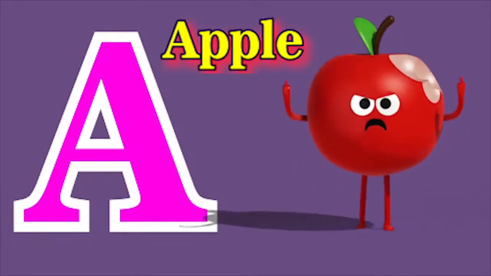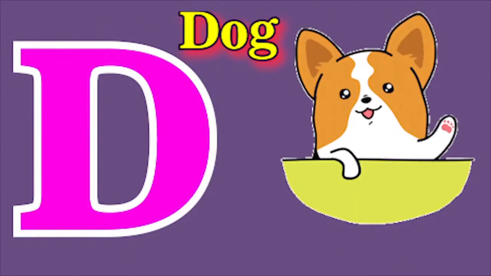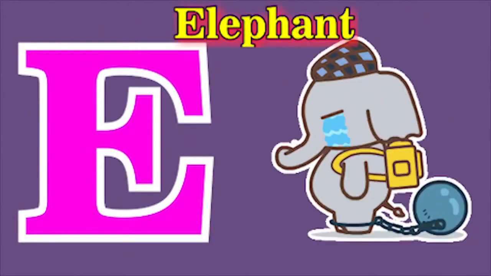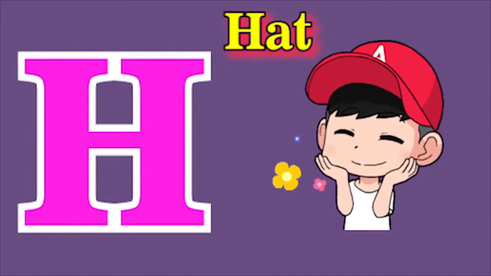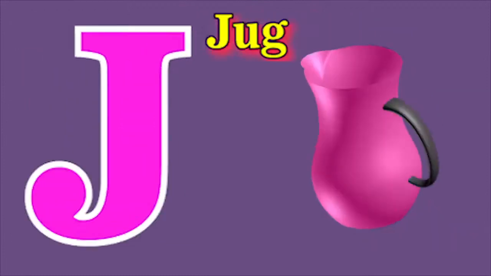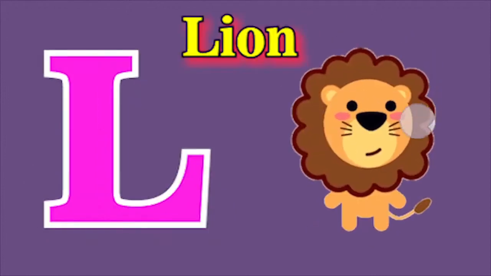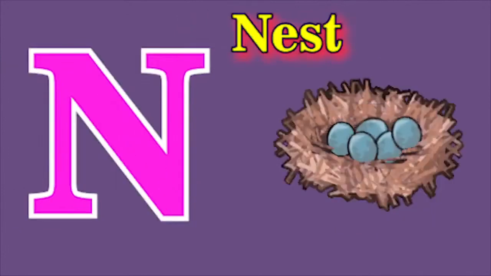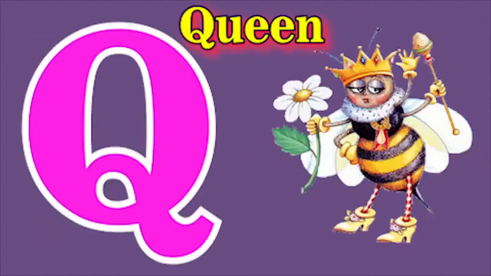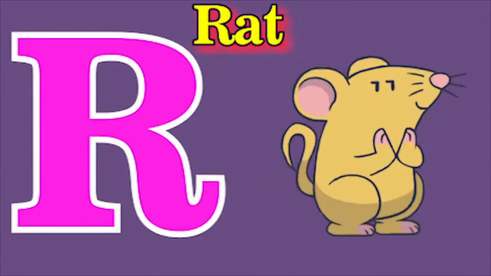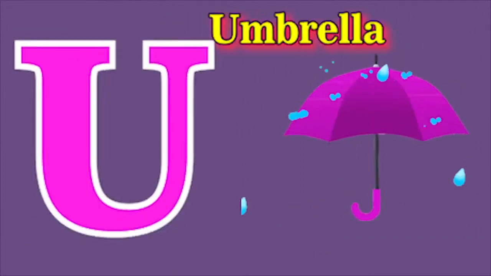A for apple. B for ball. C for cat. D for dog. Giraffe. H for hat. I for ice cream. J for jug. K for kite. L for lion. M for mango. N for nest. O for octopus. P for peacock. Q for queen. R for rat. S for spider. T for tap. U for umbrella.